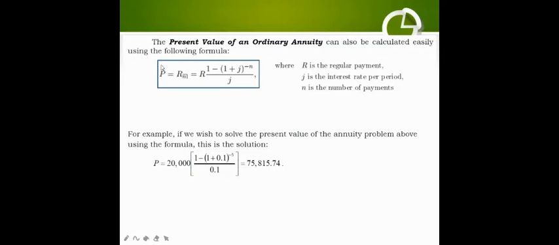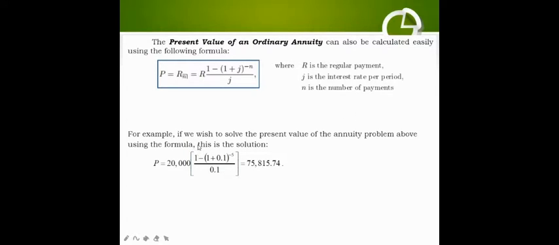So the present value of their investment is 75,815.75. Now, the present value of an ordinary annuity can also be calculated easily. So, meron tayong formula din for the present value of an ordinary annuity. P, the capital letter P, that is for present value, is equivalent to R multiplied by 1 minus quantity 1 plus i raised to negative n all over i. So our R here, the capital R, is the regular payment. i is the interest rate per period. And our n is the number of payments.